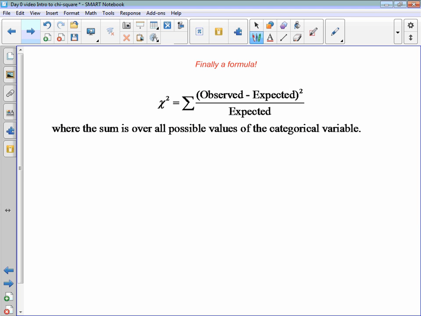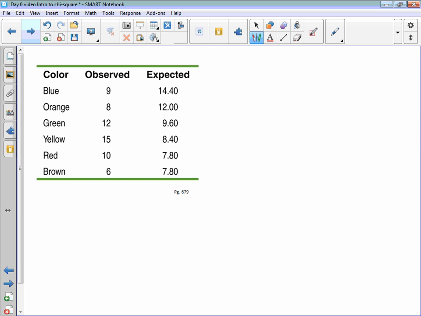And so here's the formula we're going to do. We're going to do observed minus expected. We're going to square it. We're going to divide it by expected, and then we're going to add the whole thing up. So for this, observed minus expected squared over expected, we get a number of 2.025.